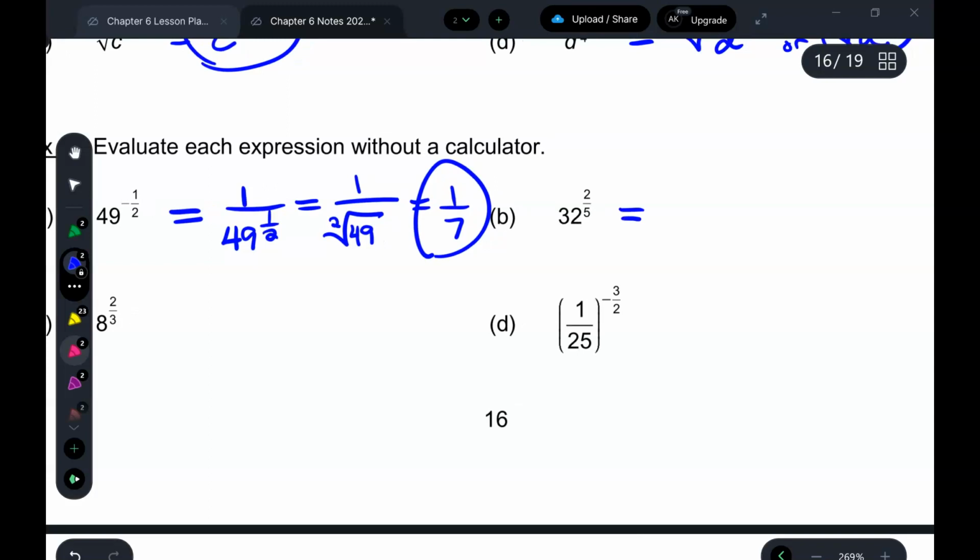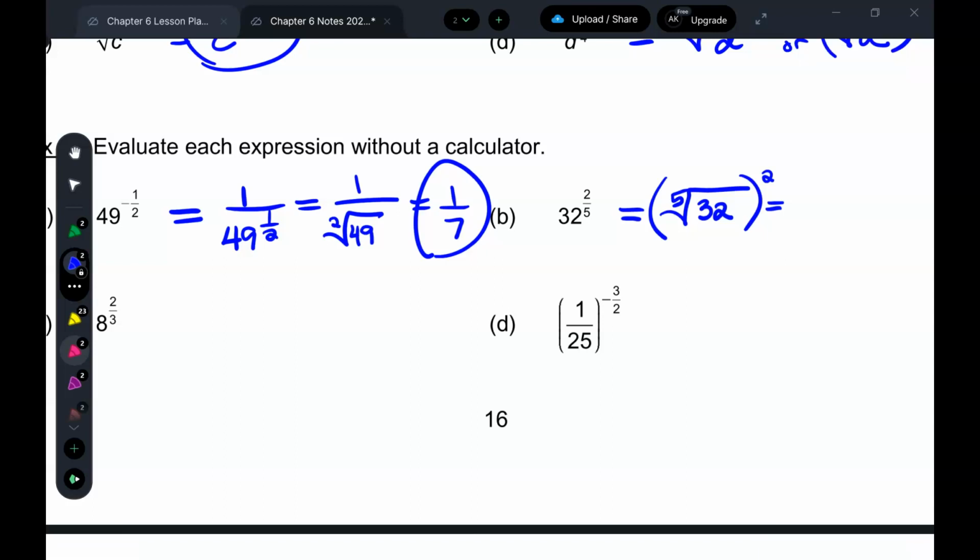What do we have? We have 32 to the 2/5. I'm going to put the 2 on the outside, because taking 32 and squaring it without a calculator and then doing the 5th root is too much work. So instead, what's the fifth root of 32? 2. So then we have 2 to the second power, which is 4.